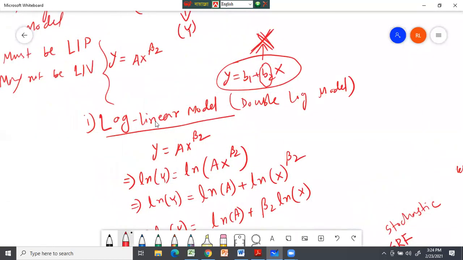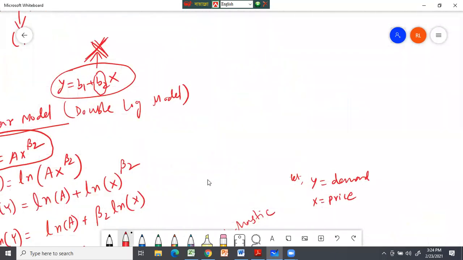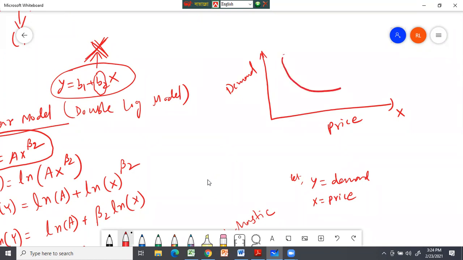What was the problem with this basic model, y equals A x to the power beta 2? The problem is when we plot them graphically. Our x is here price, and our y is here the quantity demanded of the product. When you plot them, because of the negative relationship between price and demand, you will get a curve like this.